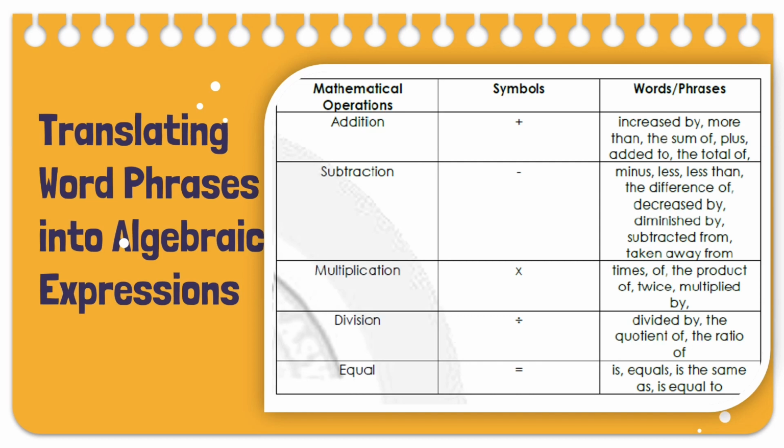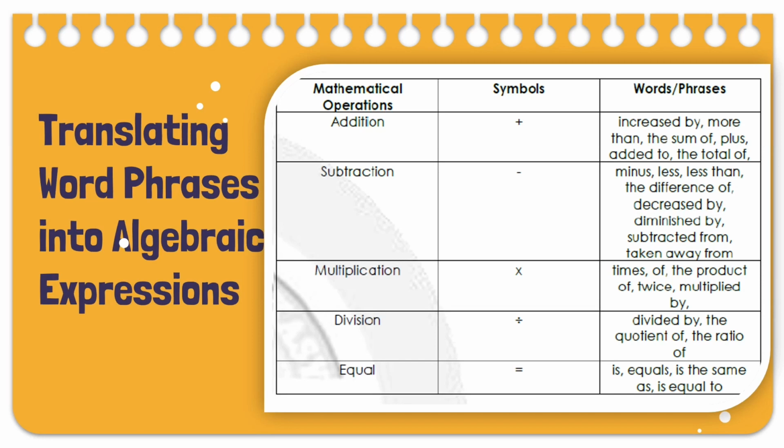Next, for subtraction, so we use the minus sign. So, ito yung mga words or phrases associated sa subtraction. We have minus, less, less than, the difference of, decreased by, diminished by, subtracted from, taken away from. So, yung mga words na yan and phrases, ito ay nangangahulugan na gagamit tayo ng subtraction. Next, for multiplication, so, ang mga words or phrases naman na associated dito ay times, of, the product of, twice, multiplied by.